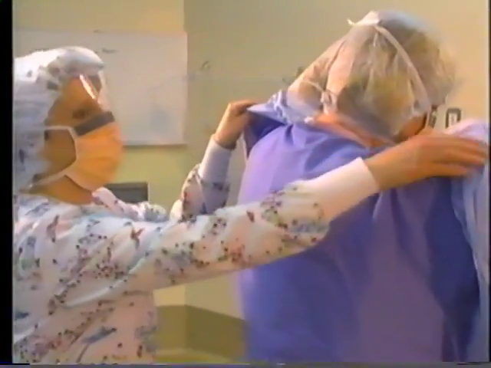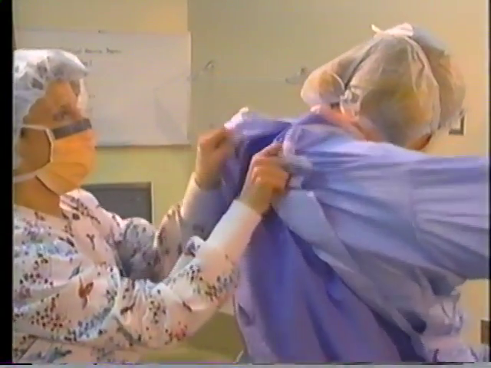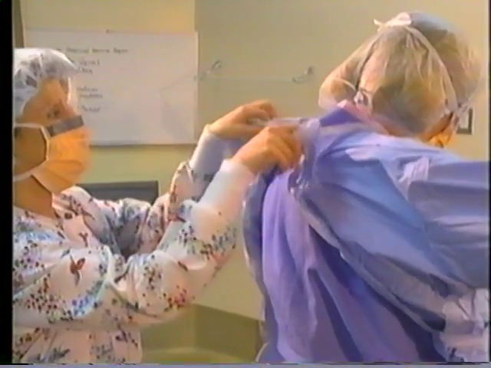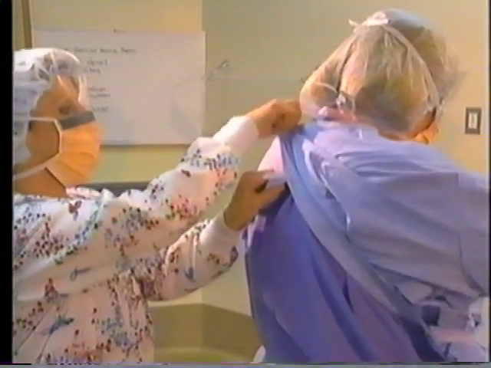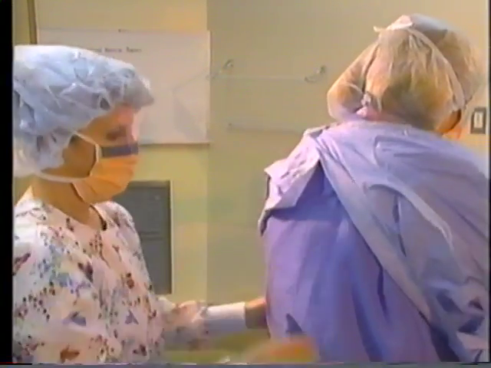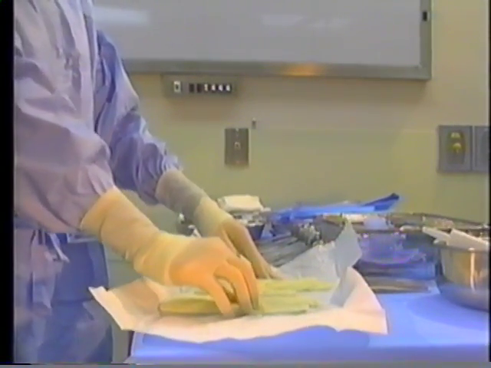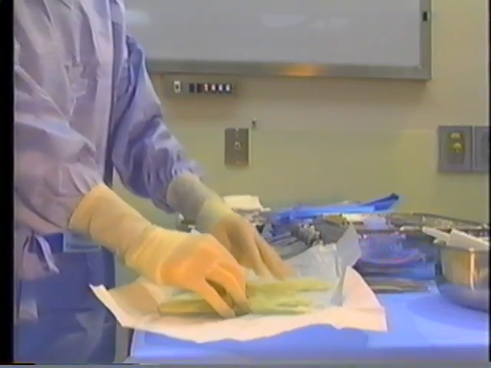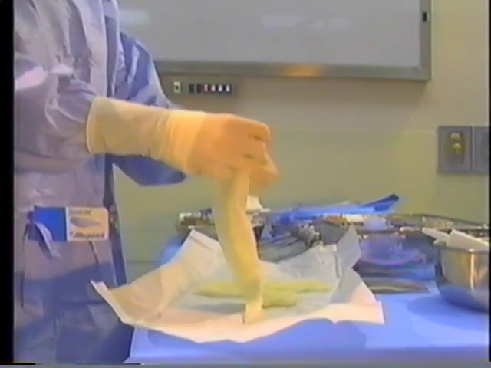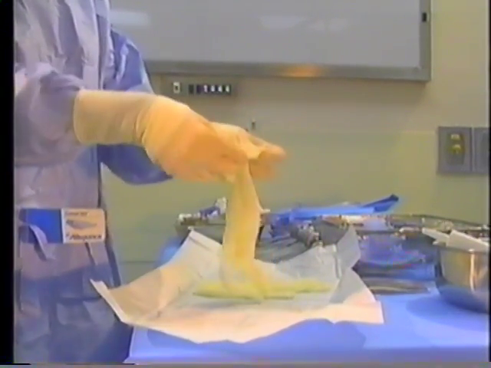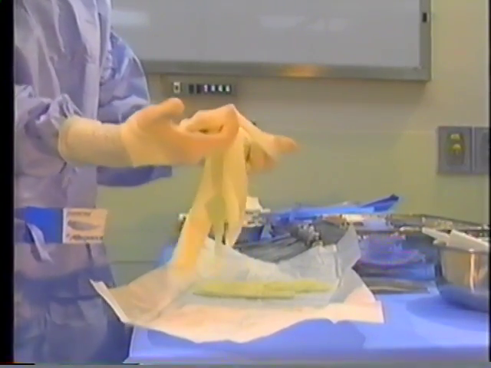The circulating nurse reaches inside the gown and pulls the inside seams. The scrub person adjusts the sleeves so the cuffs fit properly. To glove another team member, the scrub person always gloves the other person's right hand first. The scrub person picks up the glove with their fingers under the averted cuff. They hold the palm of the glove toward the person being gloved.